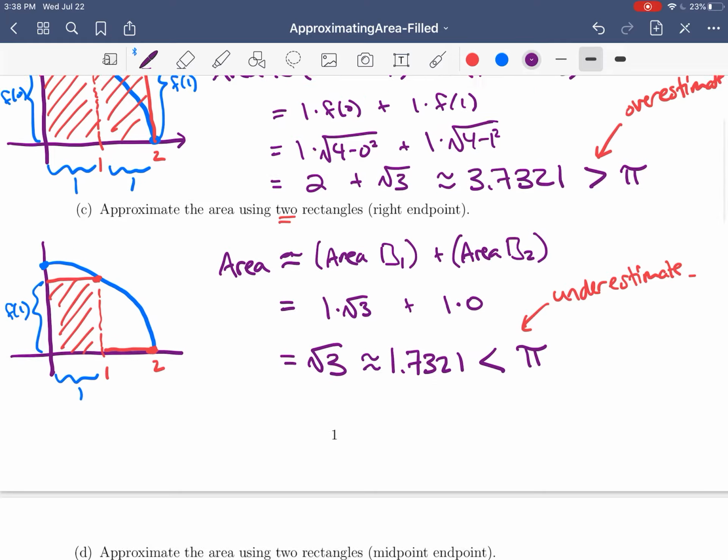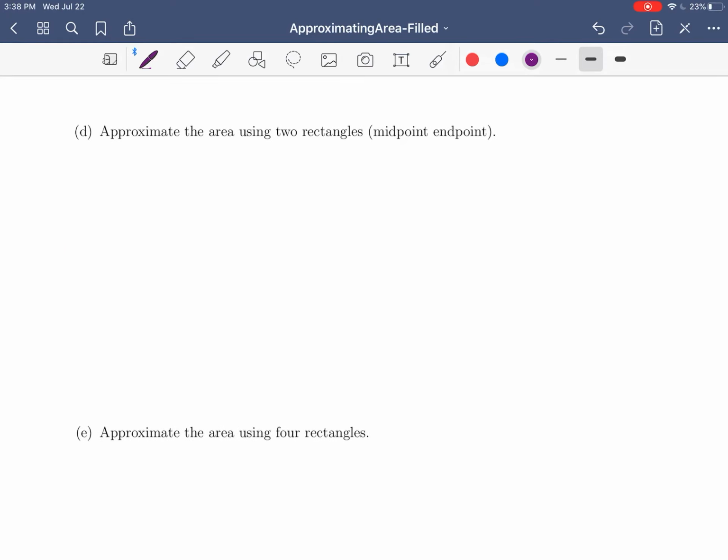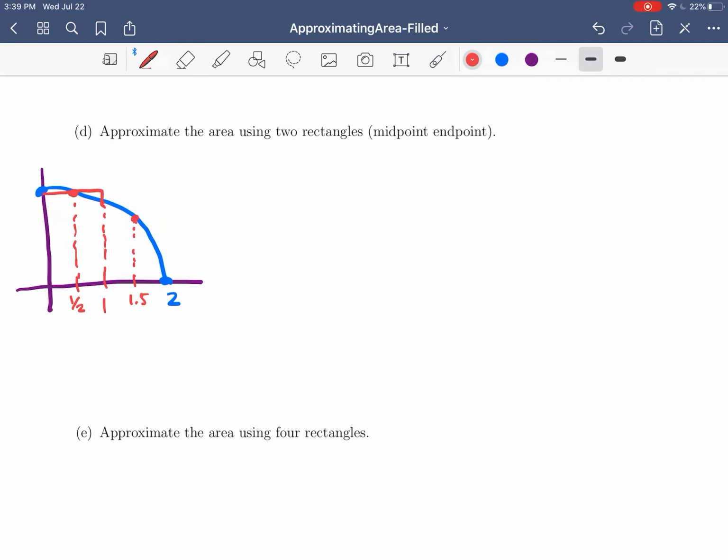Okay, now let's try it again. This time though, we're going to use a midpoint for our height. So I'll draw my shape again. They're getting worse, I think. So we're using 2 rectangles, so we split it into 2. But then I'm going to use 1/2 and 1.5 as my height. So that's the midpoint in each of these intervals. So I use my height here, and I use that for my height. And notice now it's hard to tell whether we're going to have an underestimate or an overestimate.